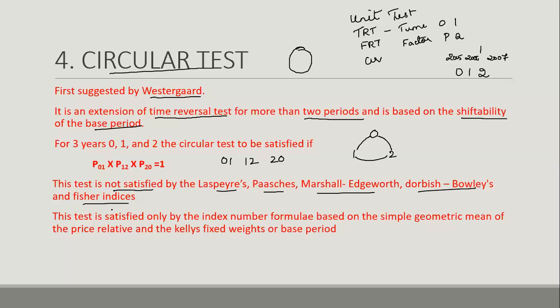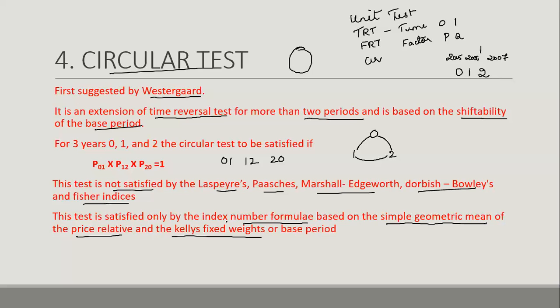Okay, it will not satisfy. It will be satisfied only if you apply an index formula based on geometric mean, that is the simple or unweighted geometric mean of price relatives, and Kelley's fixed weight method. In Kelley's fixed weight, the weight is fixed, so we can calculate easily. So the circular test will be satisfied by only two methods of index number, that is the simple geometric mean of price relatives and Kelley's fixed weight or base period. So there are no problems in this method also.